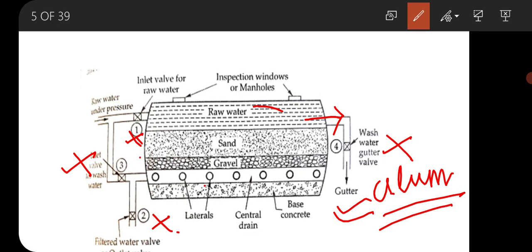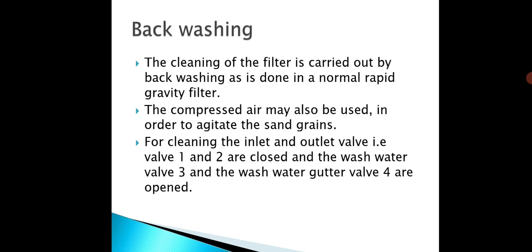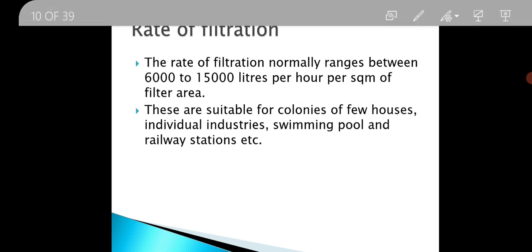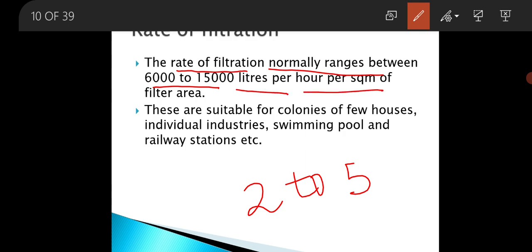Okay. So next we will discuss about the rate of filtration. So the rate of filtration of pressure filter is much higher, that is 2 to 5 times than the rapid gravity filters. And the rate of filtration in this case normally varies between 6000 to 15,000 liters per hour per square meter of filter area.